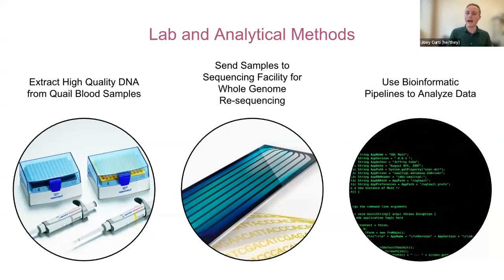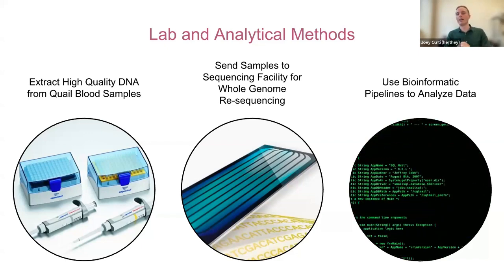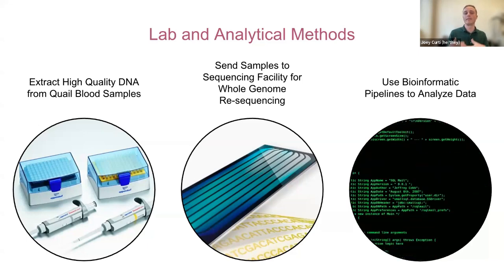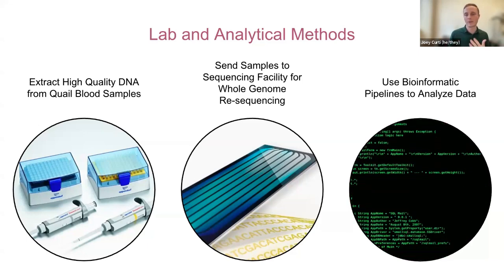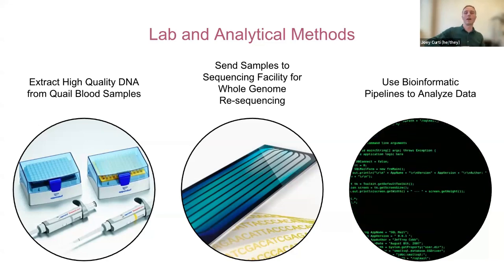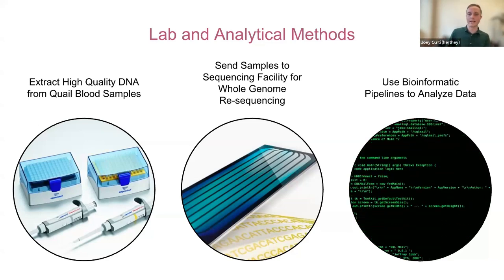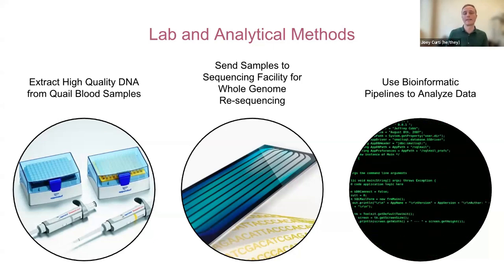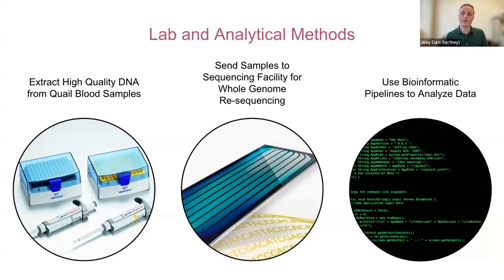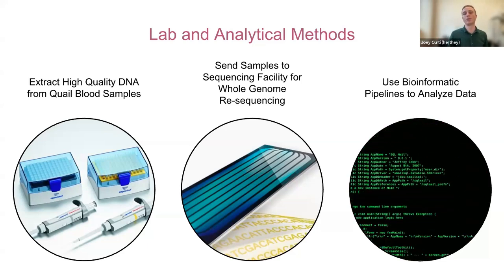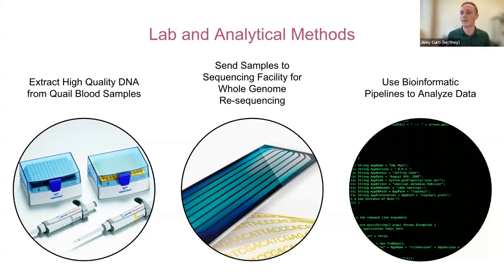We send really high quality DNA that we've extracted from blood to a sequencing facility that runs it through an Illumina machine that we talked about earlier in this talk. That sequencing facility then sends me raw genetic data. So it's just nucleotide bases. And I run those through different analyses and pipelines that my lab has developed in order to be able to assess some of the questions that we're talking about today.